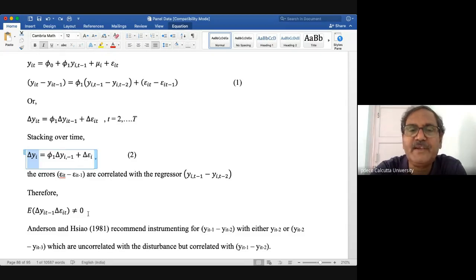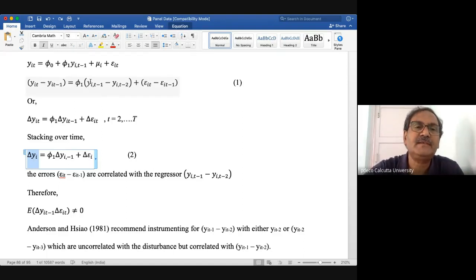And the problem of endogeneity will appear. To resolve this problem of endogeneity, Anderson and Xiao recommended to use only yit minus 2 in place of these regressors.